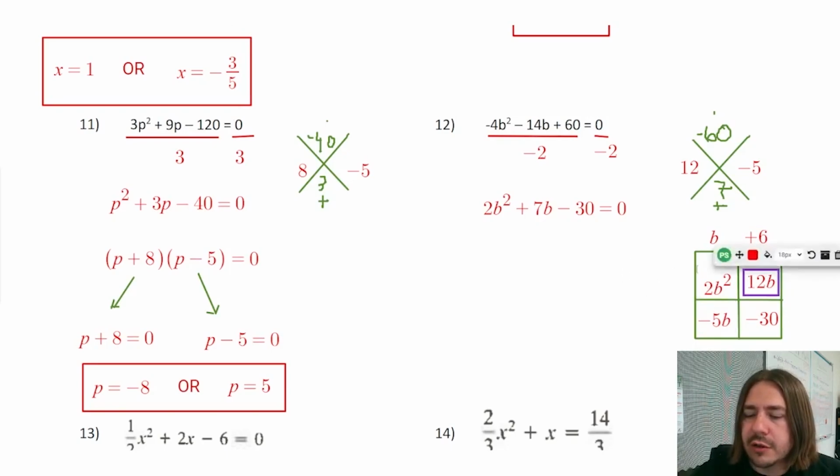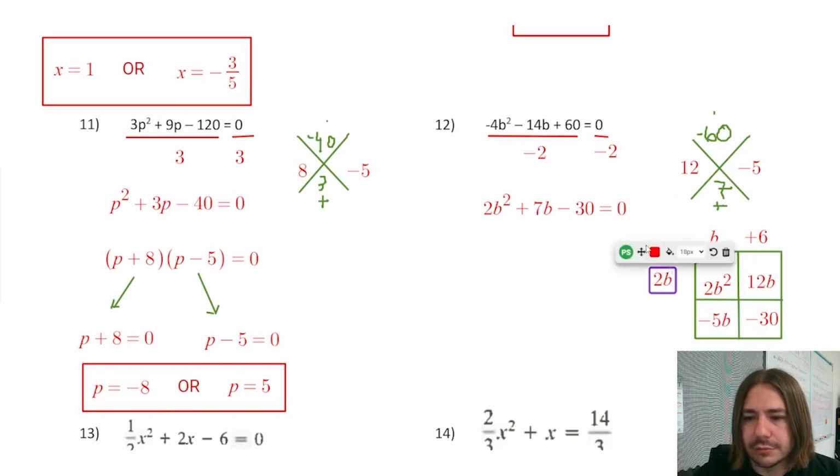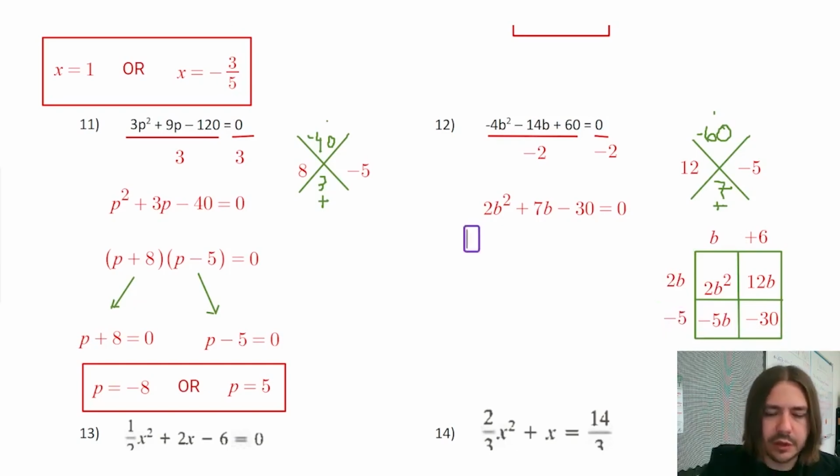All right, for the rows, this first one, both of these are divisible by 2b. We get 2b. Then for this next row, we can divide out a -5. I think that'll all work out. My two factors here are b plus 6 and 2b minus 5.